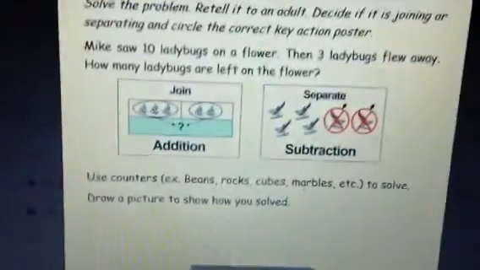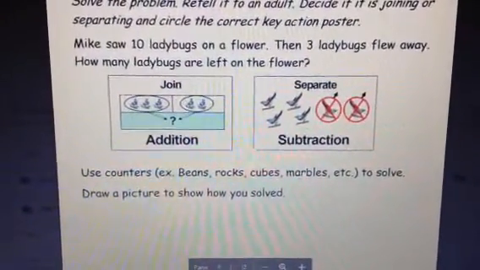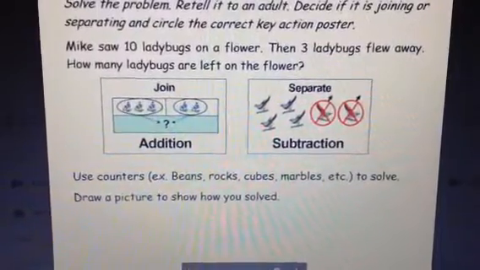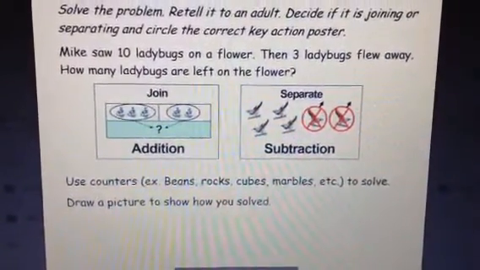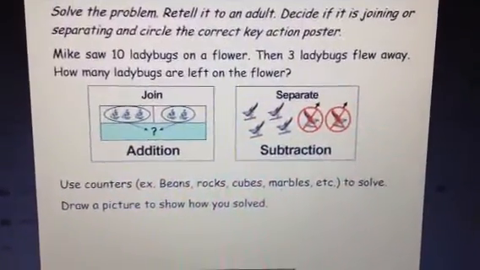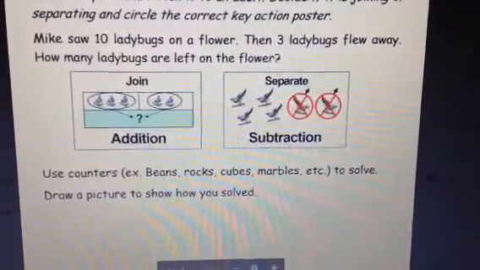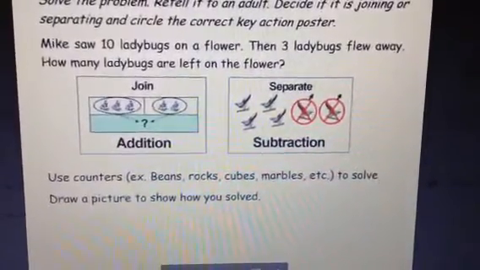Now we have to decide what action we will be using to solve our problem. I want you to look at our posters and choose which action we will be using. Are we going to join, or are we going to separate? What do you think we're going to do to solve the problem? If you said separate, you are correct. We are going to separate because how many ladybugs flew away? 3 ladybugs flew away.